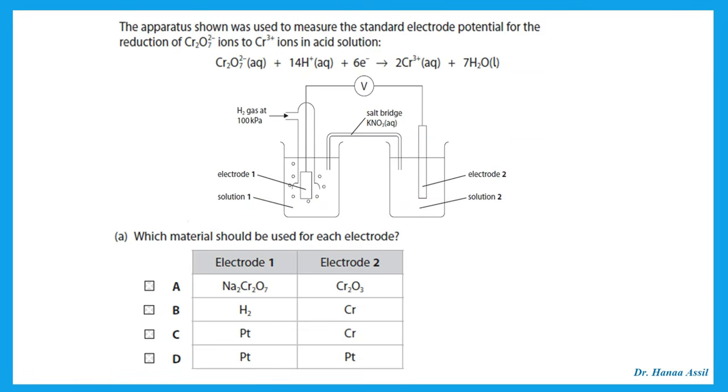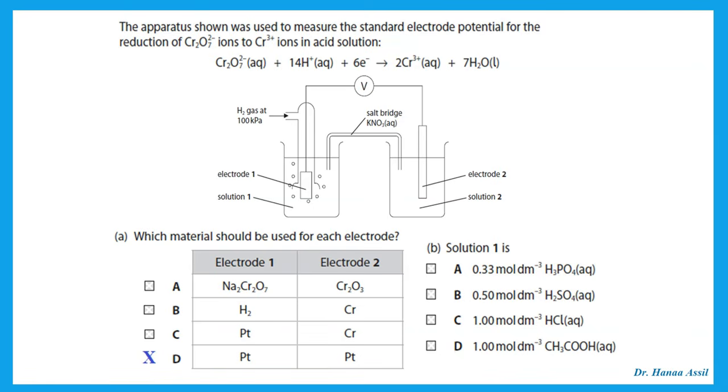The apparatus shown was used to measure the standard electrode potential for dichromate to chromium 3 plus. Which material should be used for each electrode? Again, electrode 1 is the one in the standard hydrogen electrode, and you should know that in the standard hydrogen electrode, the electrode is platinum. Now, the second half cell is something that has, again, dichromate solution and chromium 3 plus solution. That means we don't have a solid in that half cell, so my electrode also must be platinum.